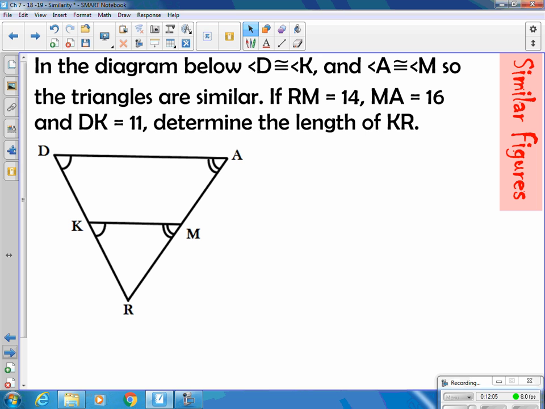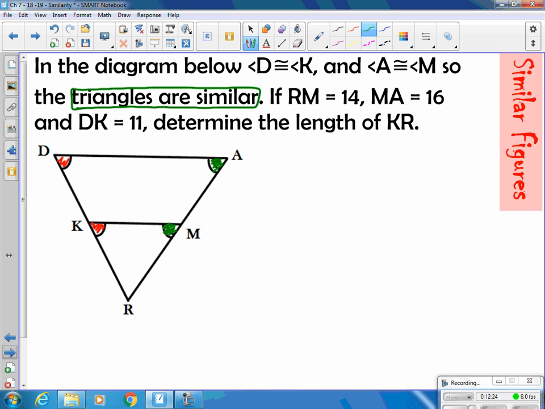In the diagram below, angle D is equal to angle K, as they have marked, and angle A is equal to angle M. So the triangles are similar. They're telling me the triangles are similar, but of course they're not giving me letters here, but okay, fine. If RM is 14, MA is 16, DK is 11, determine the length of KR.